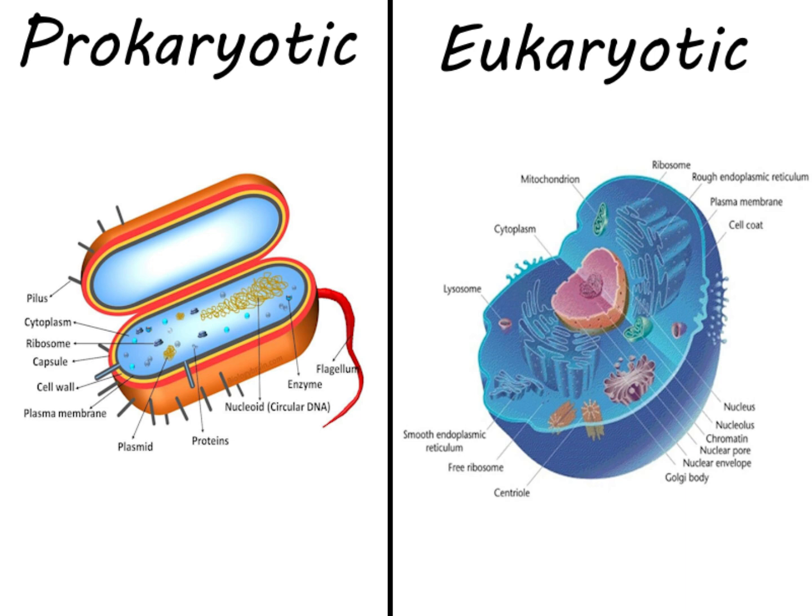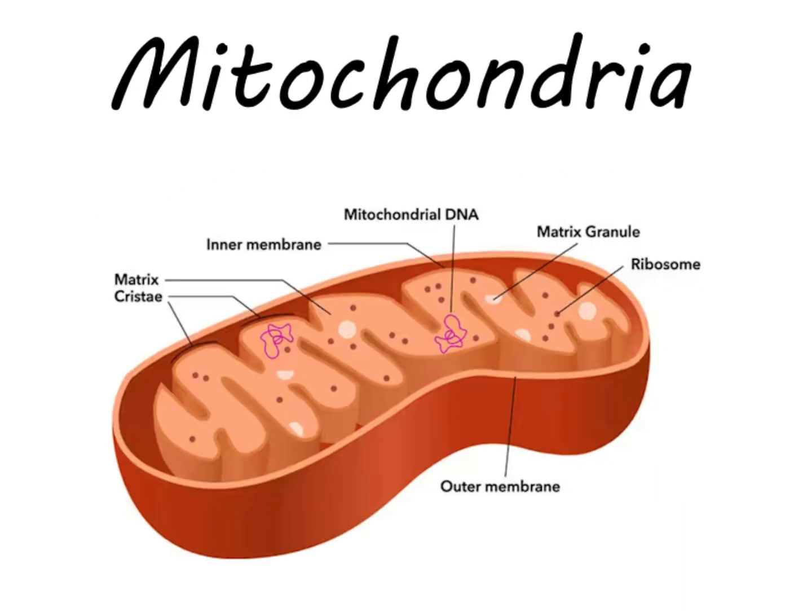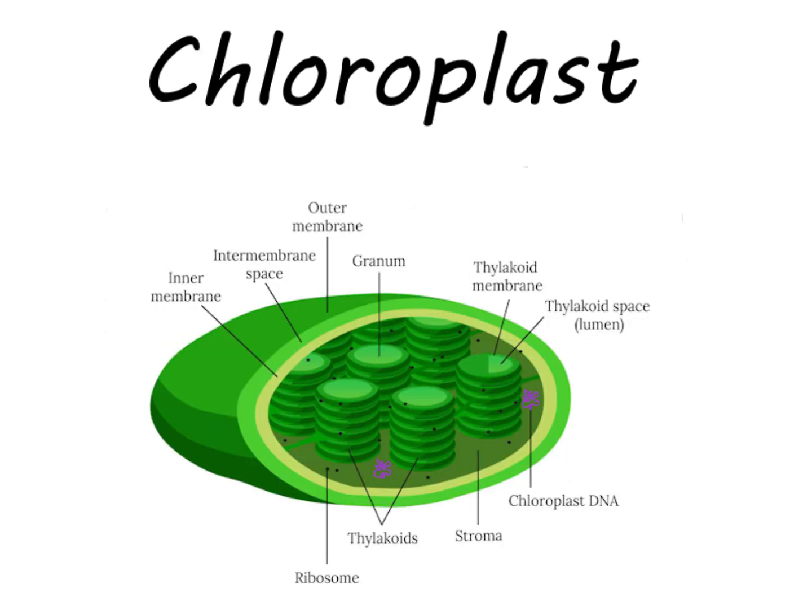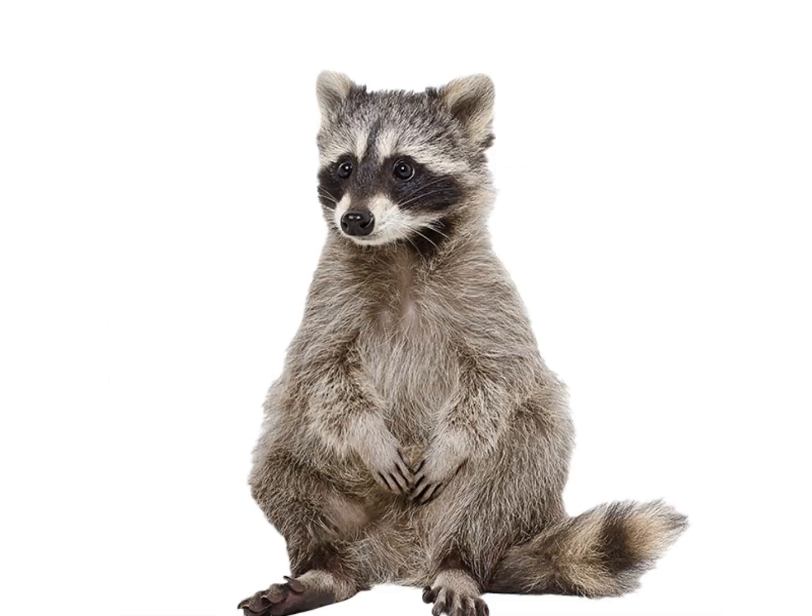For example, mitochondria are the cell's powerhouses, generating ATP through cellular respiration, while in plant cells, chloroplasts convert sunlight into chemical energy through photosynthesis. These specialized structures allow eukaryotic cells to perform intricate processes that sustain life.